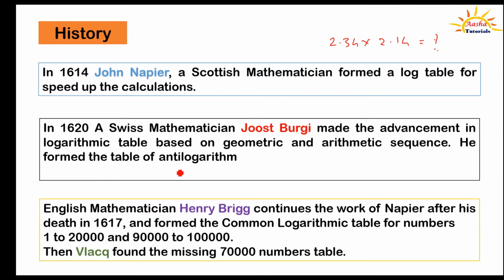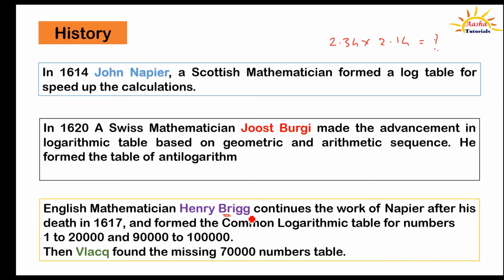Then there was an English mathematician, Henry Briggs. This is again a very important name in forming today's common logarithmic table. Henry Briggs continued the work of Napier, because of his interest, he joined the work of Napier. But as Napier died in 1617, a lot of further work related to this logarithmic table was done by Henry Briggs, and today's common logarithmic table was formed by him only.